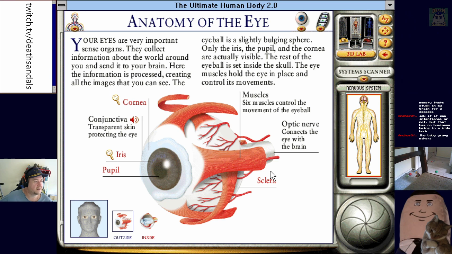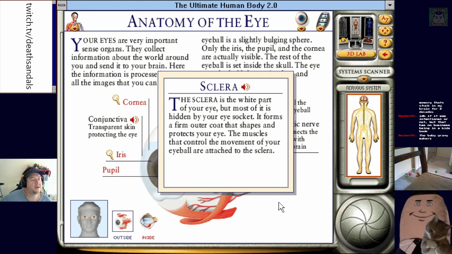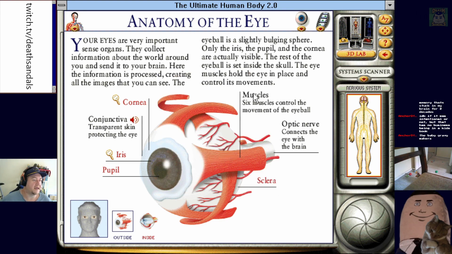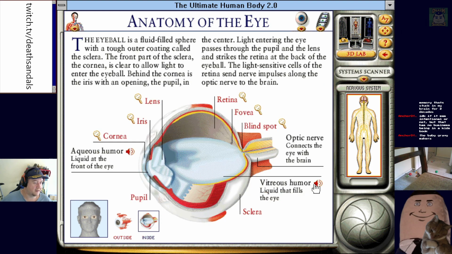Of the eye. Okay. Conjunctiva. Oh, conjunctiva. Yeah, thank you. Sclera. What's a sclera? White part of your eye, but most of it is hidden by your eye socket. Firm outer coat shapes and protects the eye. Yeah. Okay, that's where we got the question wrong. Yeah, 6 muscles. So how many? 1, 2, 3, 4, 5. Yeah, it doesn't really show off where the muscles actually are, does it? Okay. Vitreous humor. Aqueous humor. Yeah, righto.